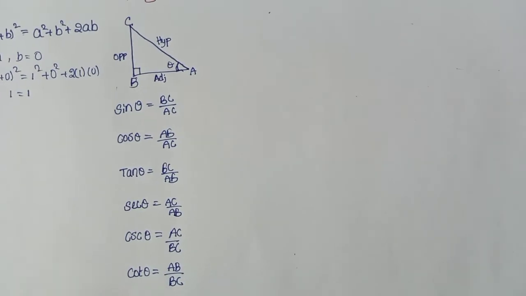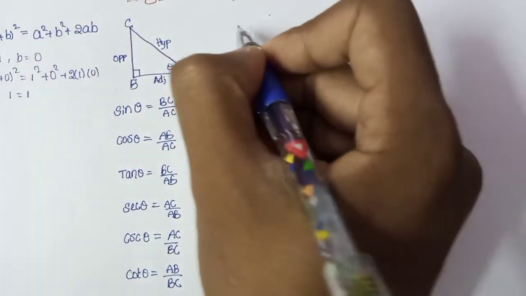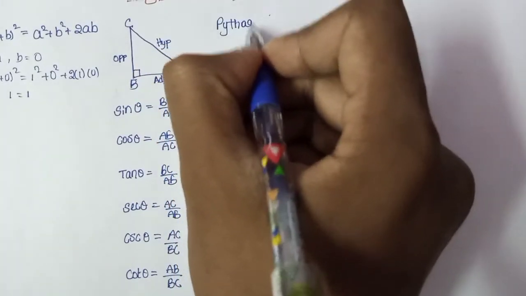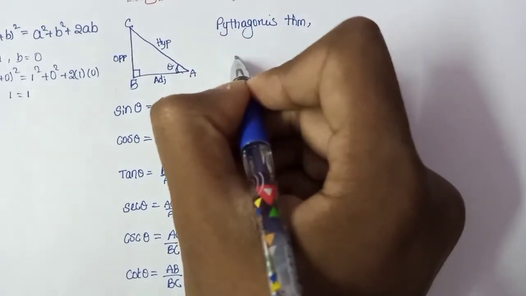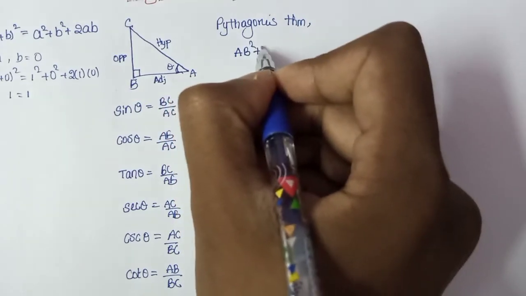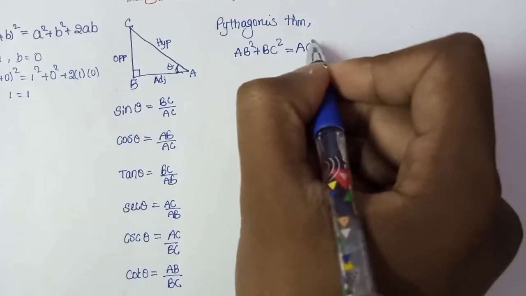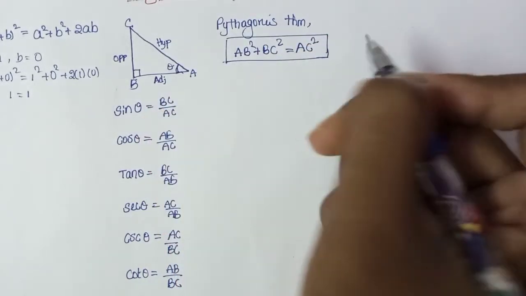Next, how we derive the trigonometric identities: let us consider the Pythagoras theorem first. What is the Pythagoras theorem? It states that the sum of the squares of the sides, that is AB square plus BC square, is equal to the hypotenuse square, that is AC square. This is what the Pythagoras theorem states.